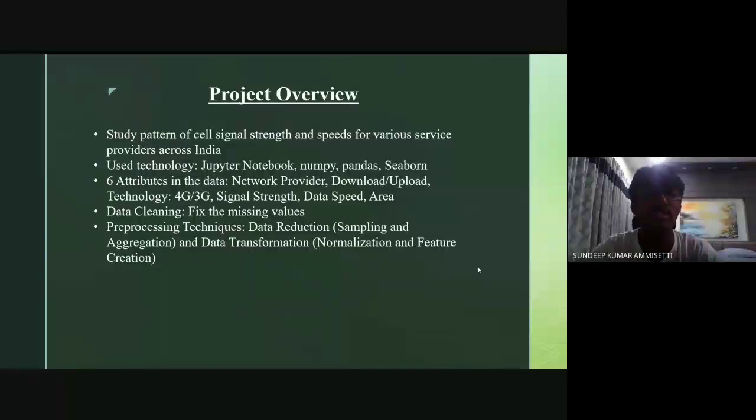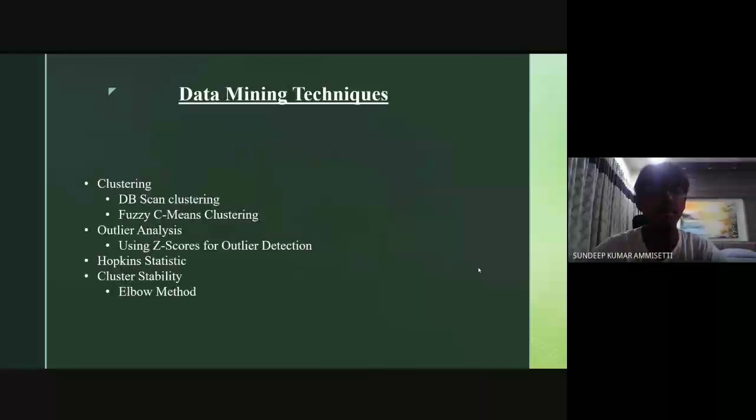One of the first processes that we've chosen in analyzing and cleaning our data is the preliminary data cleaning process, where we fix any missing values in the respective attributes. Following that, we've applied some well-known pre-processing techniques such as data reduction, which involves aggregation, and data transformation involving normalization and feature creation.